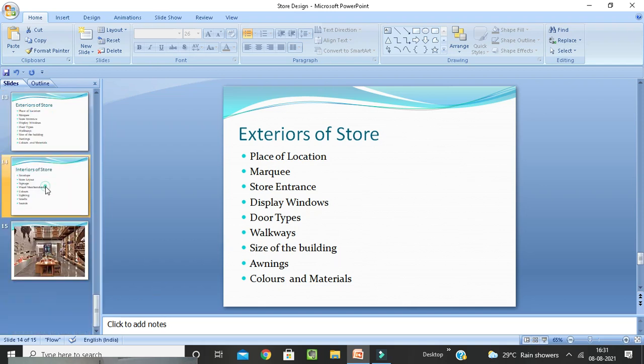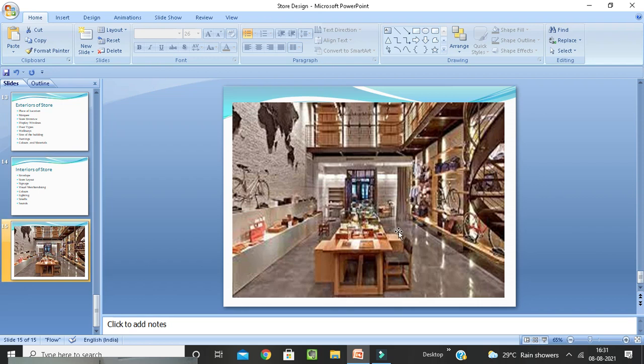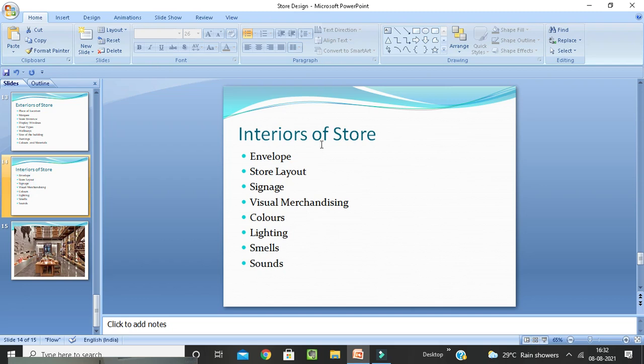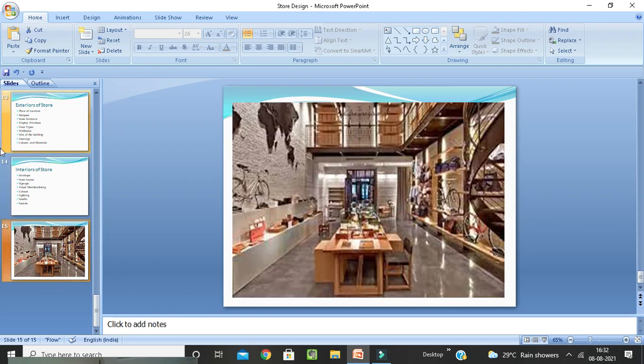Now, coming to the interior store. In the interior store, if you see here, what is an envelope should be there? Enveloping is the internal structure of the store and provides the environment within which shopping takes place. Then store layout. Already we have discussed that. This is the interior store's work. Then signage. The signage board should be there. Visual merchandising, colors, lighting, smells, and sounds are there. So the lighting also plays an important role, that the retailers have to come to understand how lighting can greatly enhance store sales.